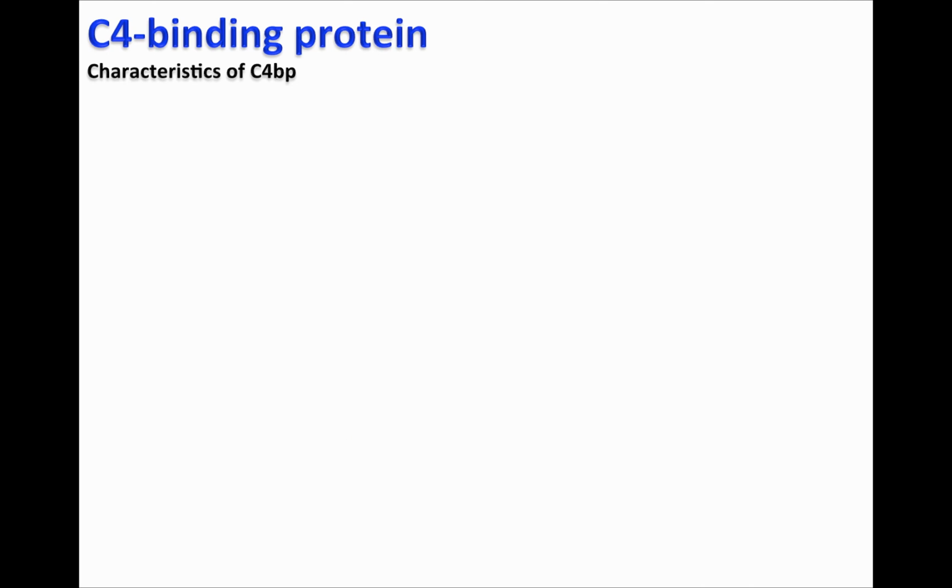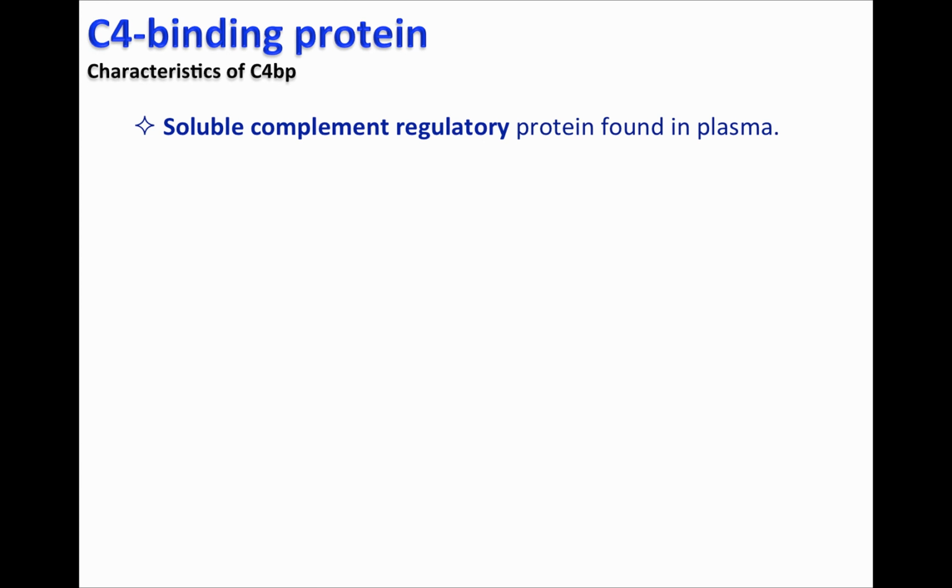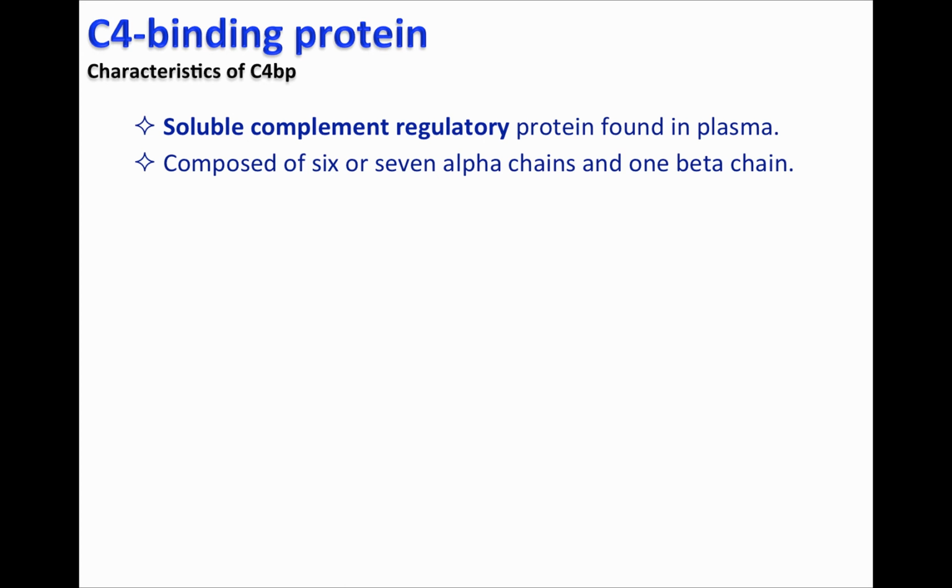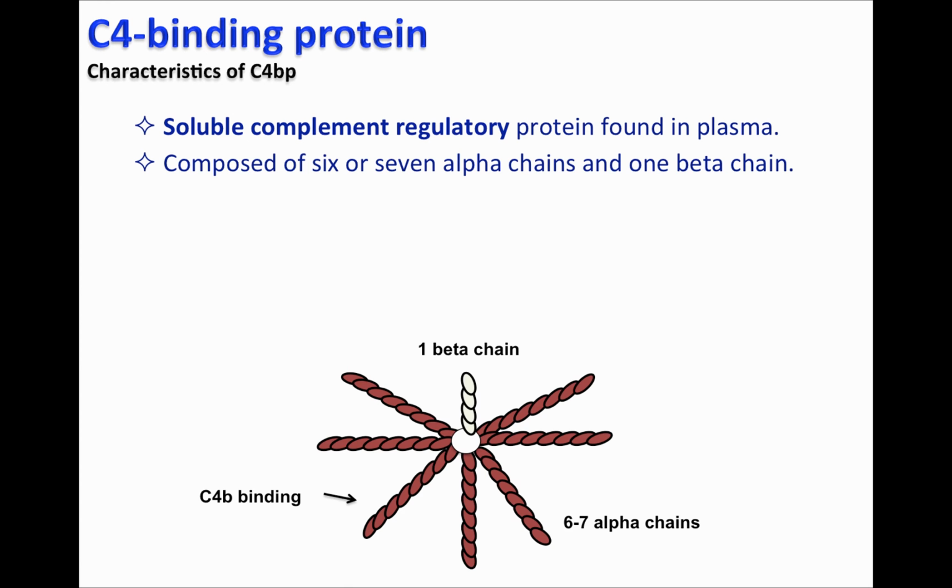C4 binding protein or C4bp is a soluble complement regulatory protein found in plasma. It is composed of 6 to 7 alpha chains, as you can see here in this figure, and 1 beta chain. The alpha chains contain a motif that allows C4bp to recognize C4b.